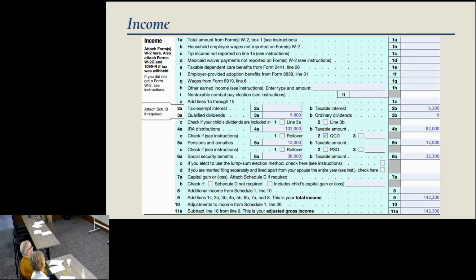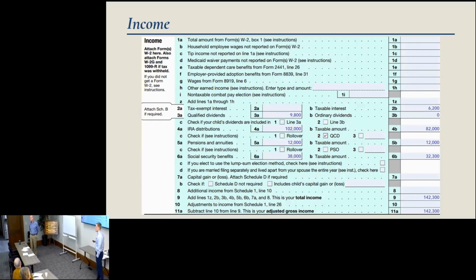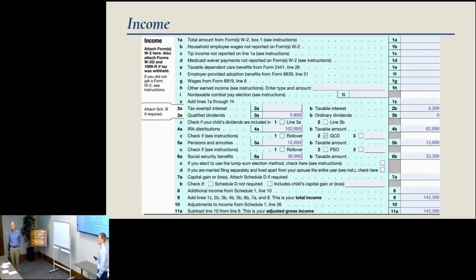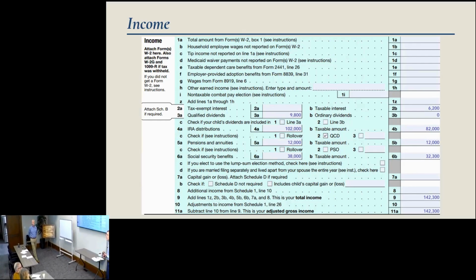For qualified and ordinary, yeah, good question. So a qualified dividend is a dividend paid.